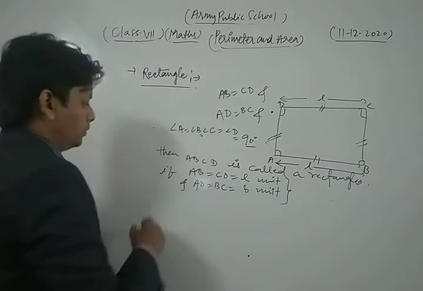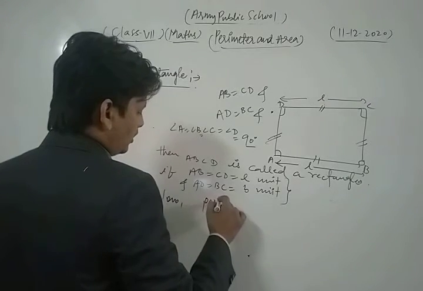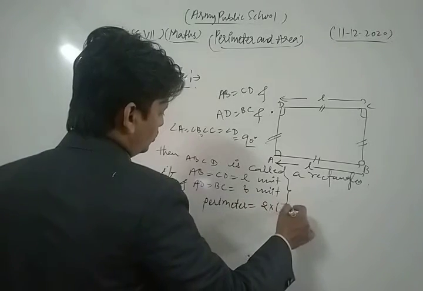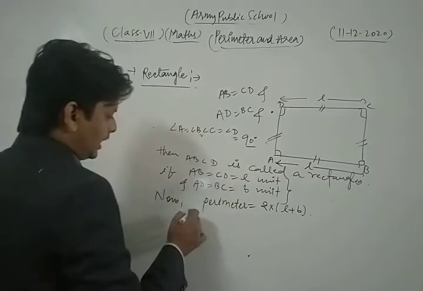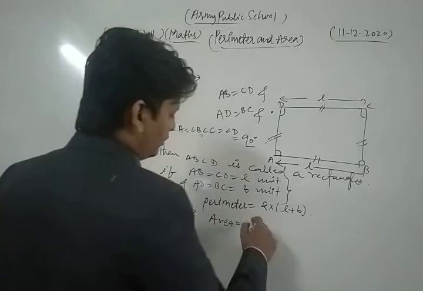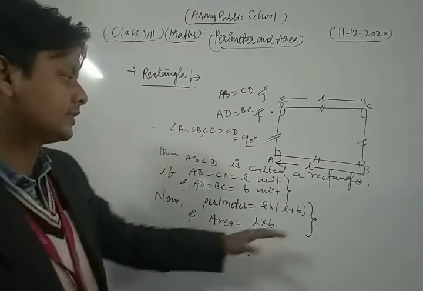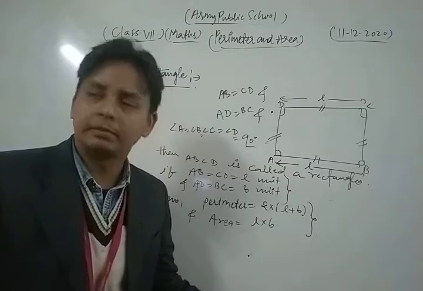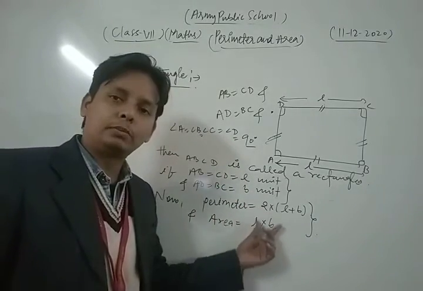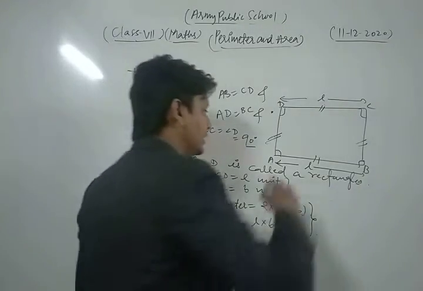Now the perimeter of the rectangle is 2 into length plus breadth, and the area of the rectangle will be L into B, means length into breadth. Thus, dear students, this is the concept of a rectangle, and there are two important formulas related to the triangle and rectangle. One of the most important formulas of the rectangle is its diagonal.